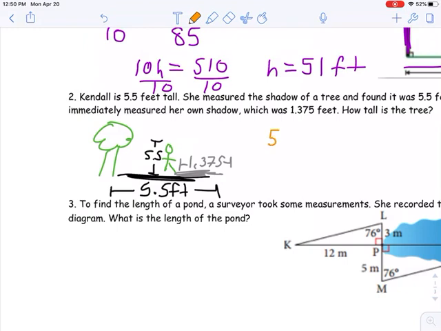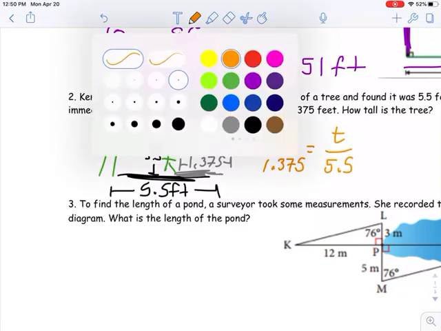So let's just use Kendall. We know Kendall is 5.5 feet tall with a 1.375 foot shadow. We don't know the height of the tree, but we know the shadow was 5.5. So notice how the shadow's in the denominator of both fractions.